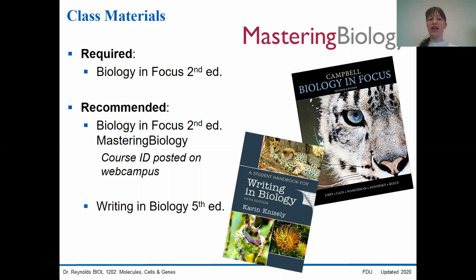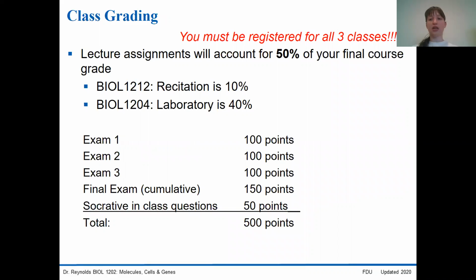We also have the Writing in Biology, 5th edition textbook. You are going to be completing writing assignments in lab, so please purchase this textbook and use it to help you. Class grading is going to be based on 3 components: lecture, lab, and recitation. Recitation packets will be found posted after each lecture where there's not an exam, and it'll be available on the lecture Web Campus. It accounts for 10% of your final grade. Laboratory is 40%, and lectures 50%.